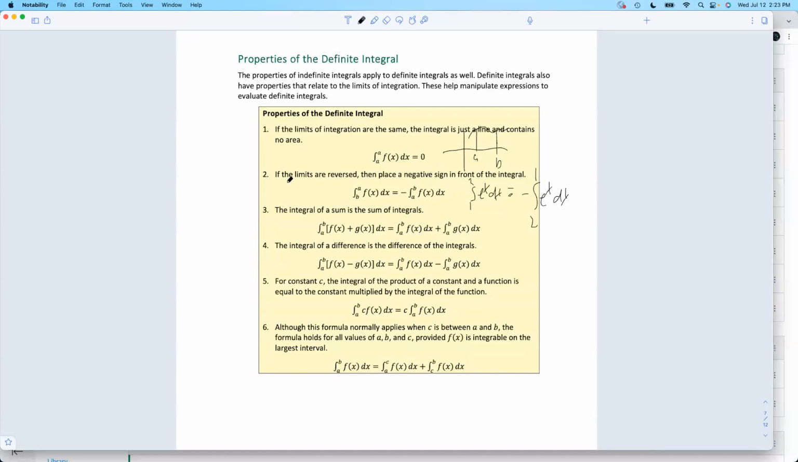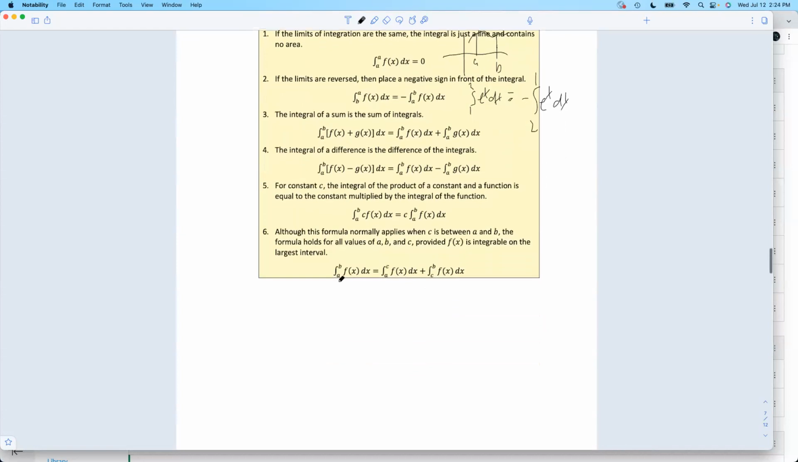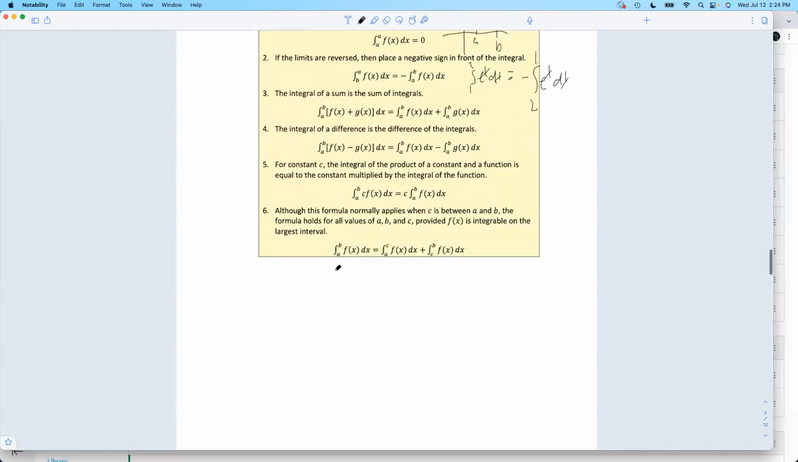Now, all of this, everything here, assumes that all of these integrals exist. If this integral doesn't exist, then you weren't allowed to distribute it to begin with. We won't run into any of those cases in this class. And then this last one should be pretty intuitive.